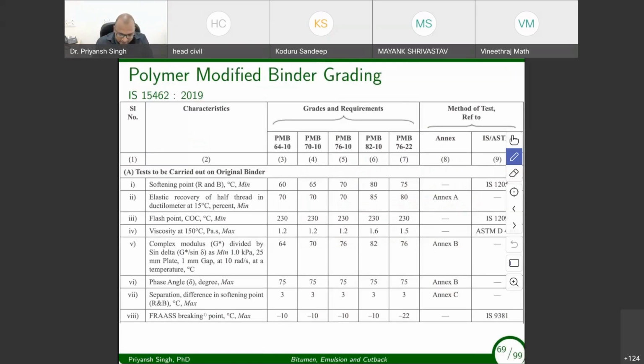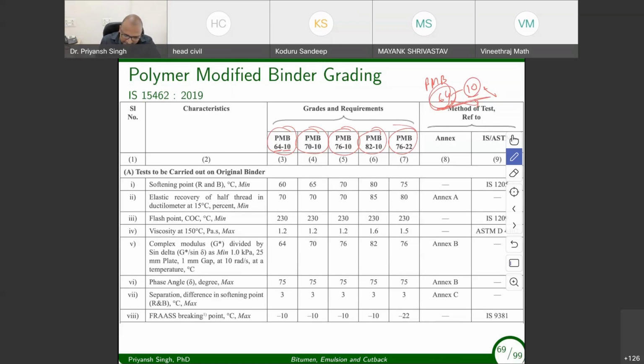Now let's see how these tests will be summarized to grade the binder as per IS 15462. As per the code, there are 5 different types of PMB modified binders. These binders are graded in terms of two temperatures. Essentially, if I write PMB 64-10, this temperature gives me the high temperature, and this is the lower temperature range for the binder. Now this range comes from the DSR and MSCR tests.